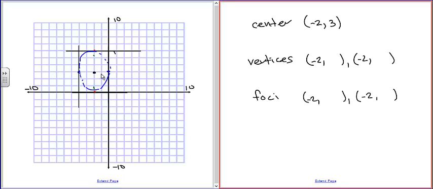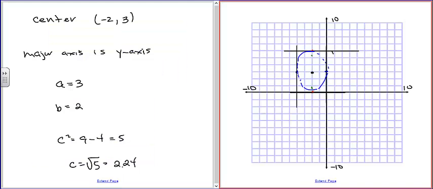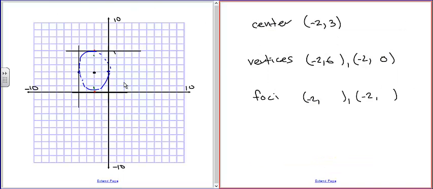Now the vertices are these red dots. So we have -2, 1, 2, 3, 4, 5, 6, and 0. And they did it in the wrong place again. Up here, 6, 0, and then the focal points, what is C? 2.24. So you got 2, 1, 2, 3, plus 2.24. So that's 3, 4, 5, 5.24.